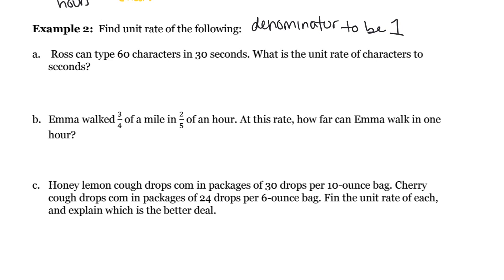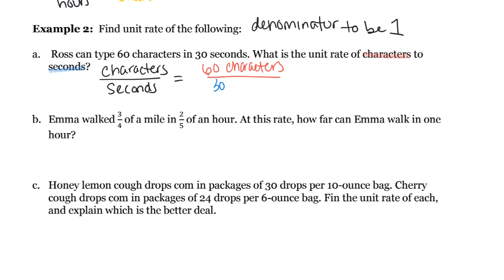Okay, so Ross can type 60 characters, and what is the unit rate of characters to seconds? So we want characters over seconds. And we have 60 characters over those 30 seconds. Okay, but remember, we want our unit rate to be 1, so we want this to be 1 second.